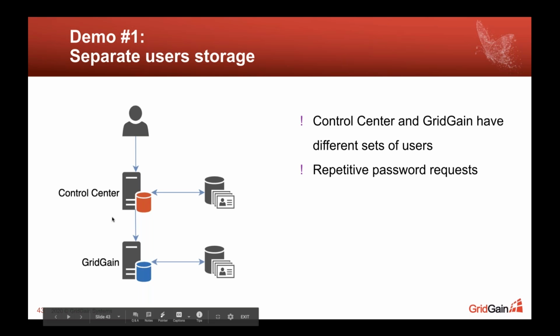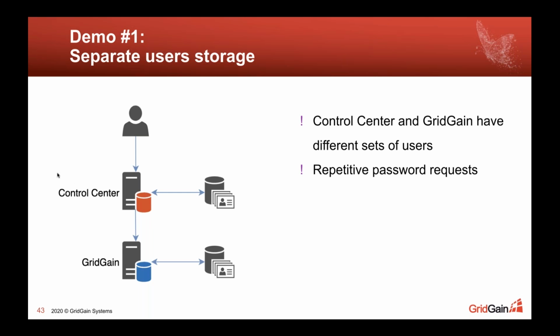And yeah, here we provide to Control Center some information about GridGain. So we specify the credentials that Control Center will need to send to GridGain. Like we can trust Control Center, but if it was some different application that we don't really trust, it wouldn't be a safe way to treat our credentials. So that's another drawback.